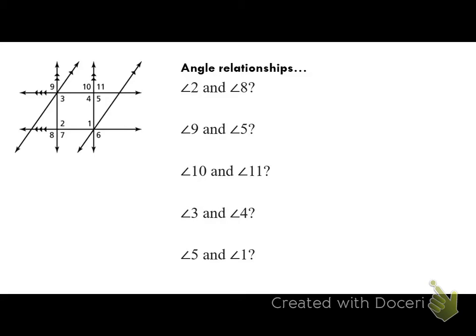We're going to name the angle relationships. So starting with 2 and 8, they are vertical. They are located across from each other. Those are vertical. 9 and 5, they are alternate exterior. They're outside of these double lines, and they're on the opposite sides of their transversal. So alternate exterior.